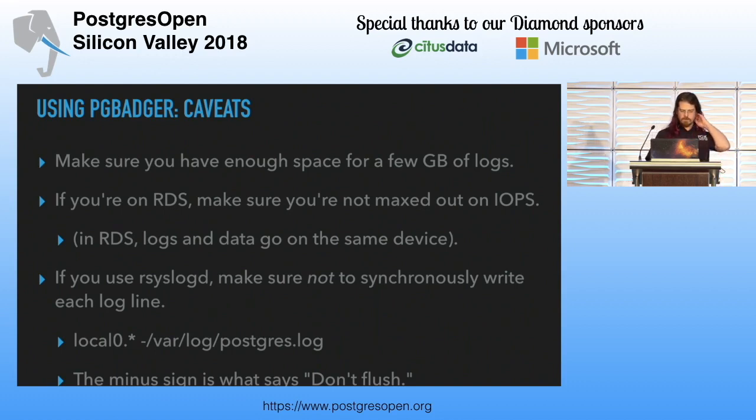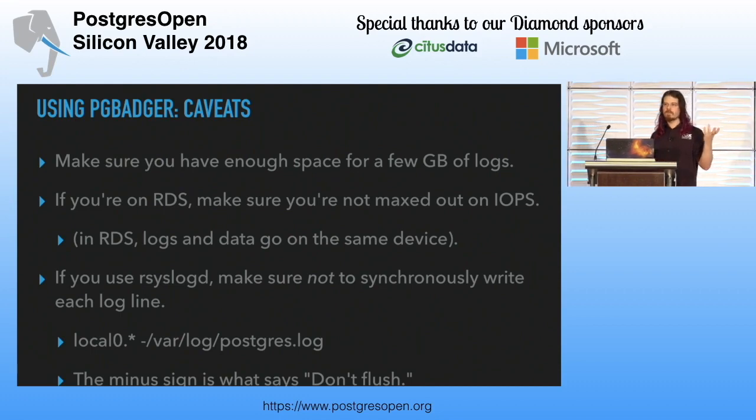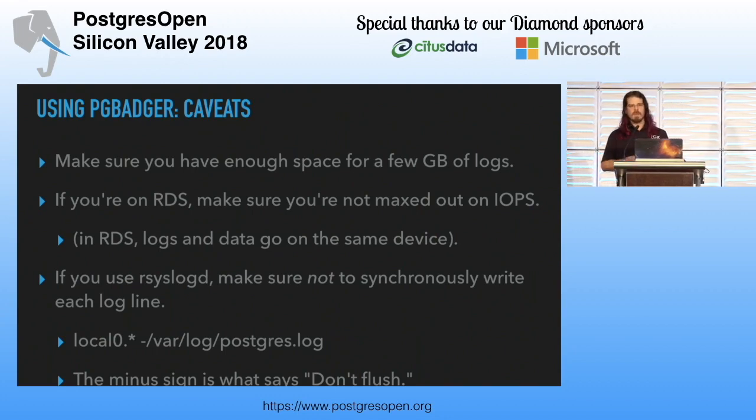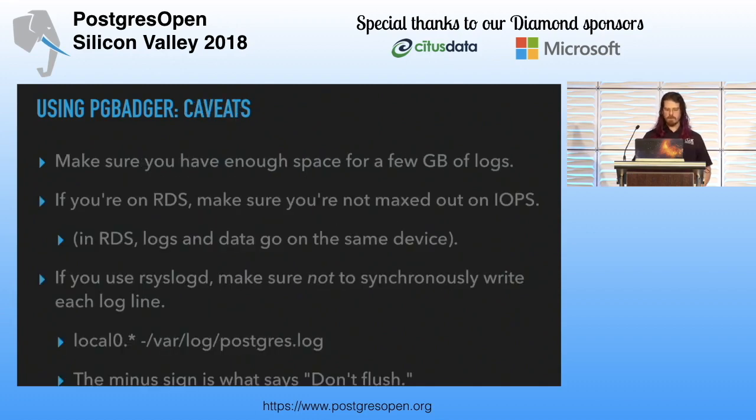And another thing is if you use rsyslogd specifically, the remote syslogd, make sure that you are not synchronously writing each log line. The reason for that is that when you've got full query logging turned on, you've got to log the text of the query for every query. And when you write that log message, if you're doing it synchronously, then you have to wait for it to go over the network and get written before that backend can proceed to the next query. So that is really a performance killer. The thing to look for here is make sure that you have a minus sign before the destination in your syslogd.conf. And that just says don't flush synchronously.